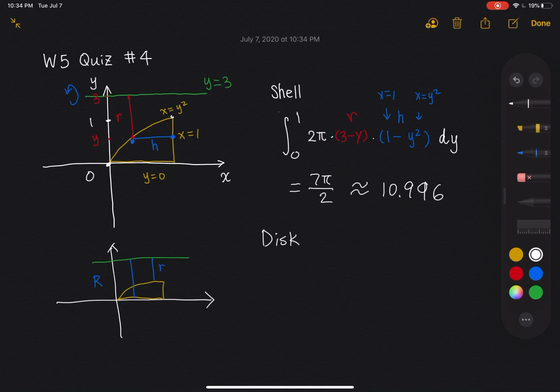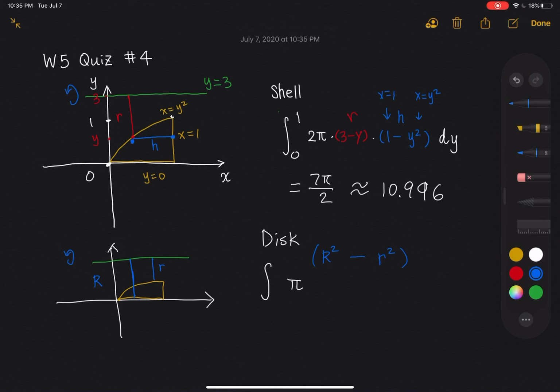The disk method is pi r squared. But here, the outer radius capital R squared, minus the inner ring, little r squared. This is the washer method, however you want to call it, but the idea is the same. Because you're rotating like this, each line here will give you a disc, a circle. That's why it's pi r squared.